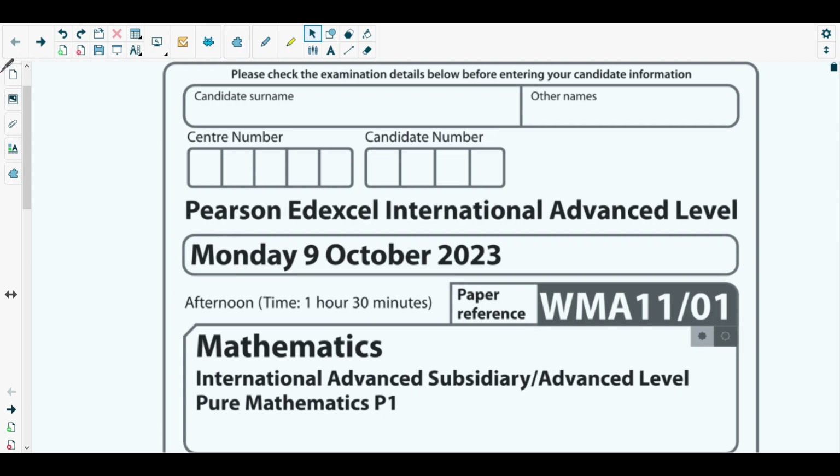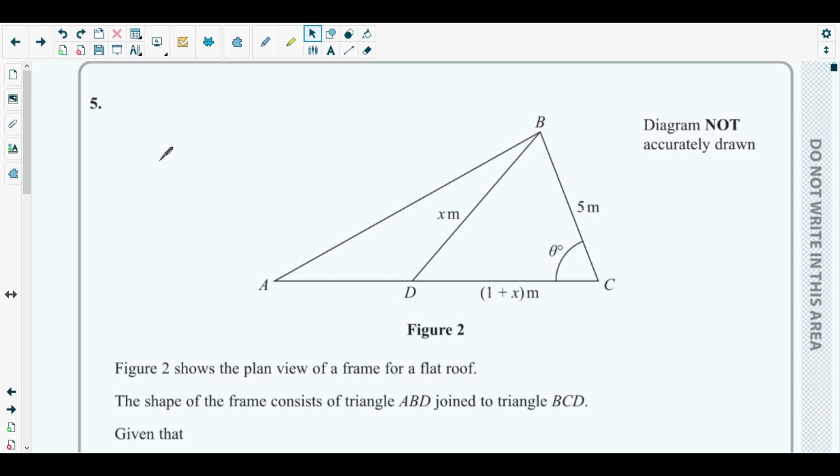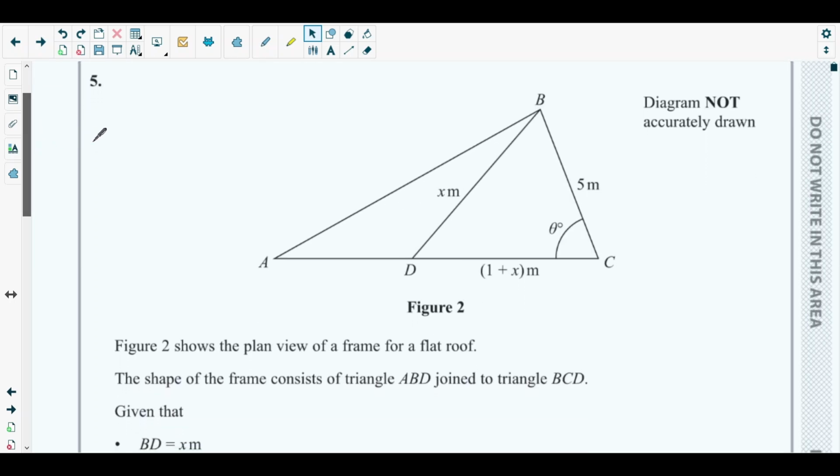In this video, we will be solving question number 5 from the recent past paper of Pure Mathematics 1, which is the October 2023 P1 paper. So let's get started with question number 5.